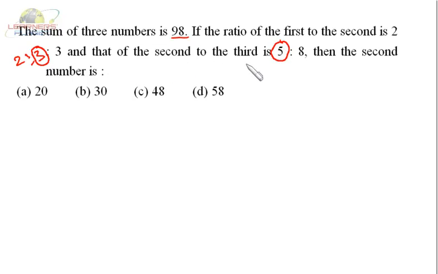So let's check from the options which option is a multiple of 3 and 5 both. 20 is not a multiple of 3. 48 is a multiple of 3, but it is not a multiple of 5. So we are left with a single option, that is 30. I hope you are clear.